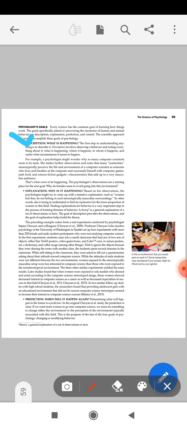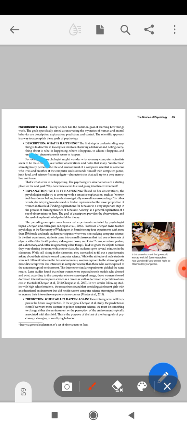What is description? Literally it means to describe something in detail, but in psychology it has something to do with this world, and the book has given an example. This example will be told to you to make you understand the entire goal of psychology. The example is, a psychologist might wonder why so many computer scientists seem to be male. We have seen this, not in India, it may not be applicable in India or in any other culture, but it may be applicable in the United States, as the book has been written there.